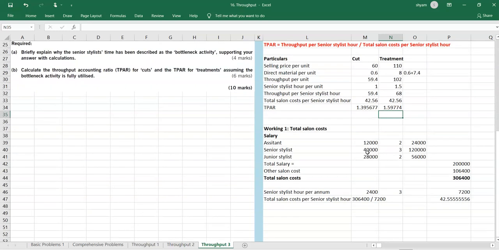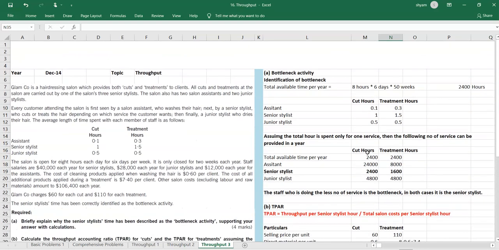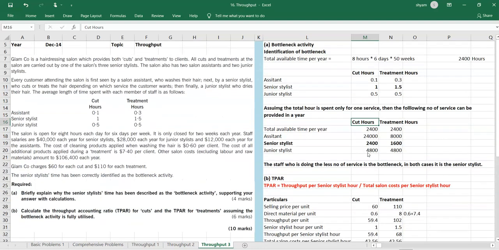Okay, so I'll just explain it once more so that you'll get an idea. So the first concept was identifying bottleneck. Identifying bottleneck is very simple. Whichever activity or process takes the highest hour will be the bottleneck. So 1 is the bottleneck. So in treatment you have to separately see it. So 1.5 is the bottleneck, and in terms of total hours also you can find it out.